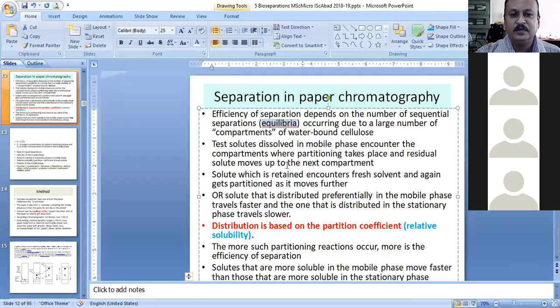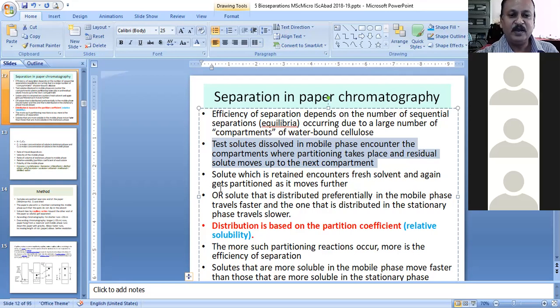So I'll once again come back to my presentation. The next sentence here is that the test solutes, or the sample components which are present in our mixture, will get dissolved in the mobile phase, and then they will encounter the different compartments as the liquid moves ahead, and within the compartment the partitioning is taking place. Now this partitioning is dependent upon the differential solubility, or relative solubility, of the sample components. So either they are more soluble in the stationary phase, or more soluble in the mobile phase. Accordingly, they will get distributed, and this distribution is essentially an equilibrium based reaction.